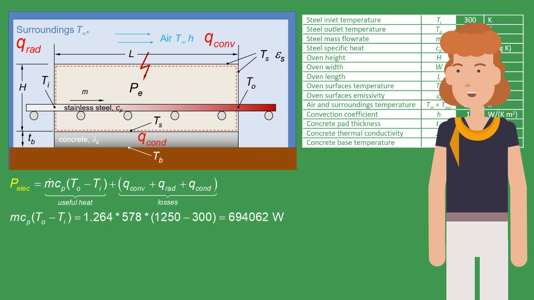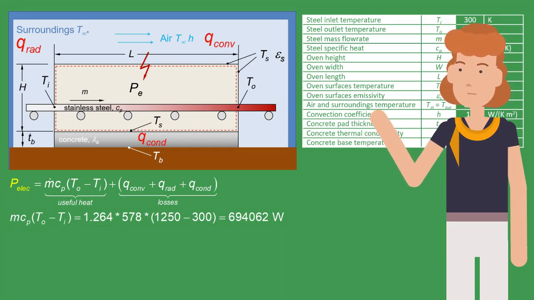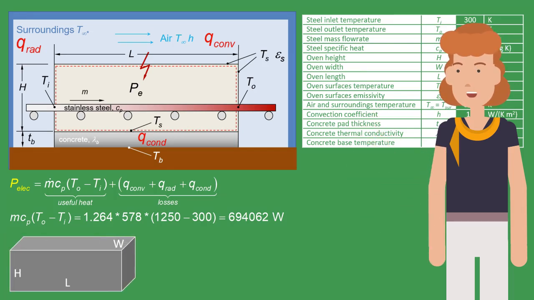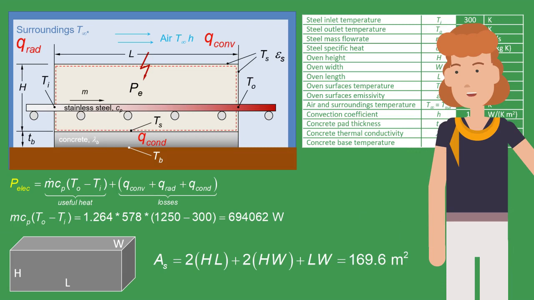Start calculating the useful heat. The result is really very high, hundreds of megawatts. For calculating losses by convection and radiation, you need to calculate first the external area. The outer area corresponds to the 4 walls and the ceiling.